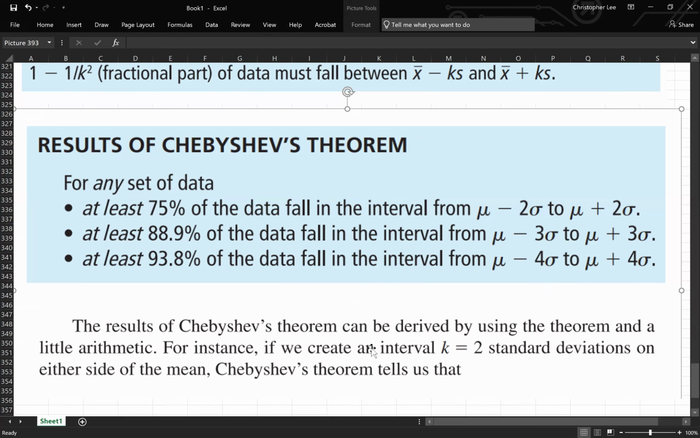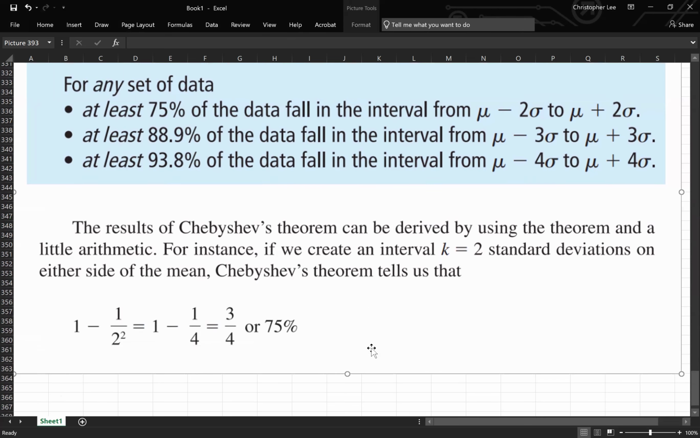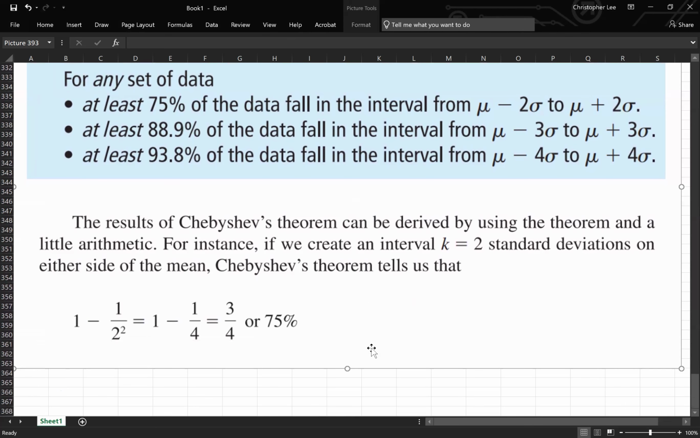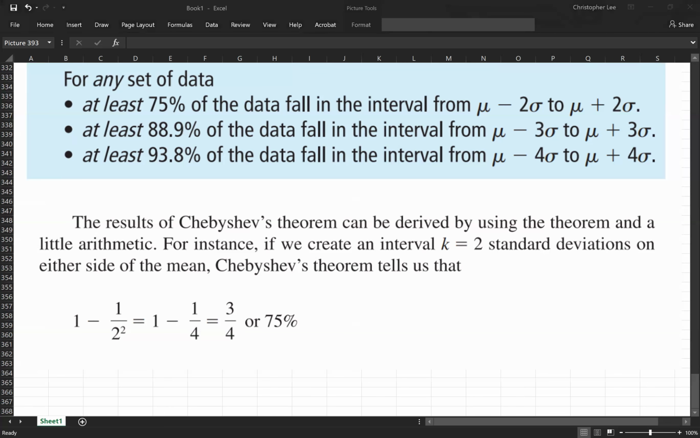So the results of Chebyshev's theorem can be derived by using the theorem and a little arithmetic. For instance, we can create an interval k equals 2 standard deviations on either side of the mean. Chebyshev's theorem tells us that 1 minus 1 over 2 squared is equal to 1 minus 1 over 4, which is equal to 3 over 4, or 75%. Right? So that's how we do that. You just plug in the value and it gives you the percent of the data that is being captured in your sample or whatever.